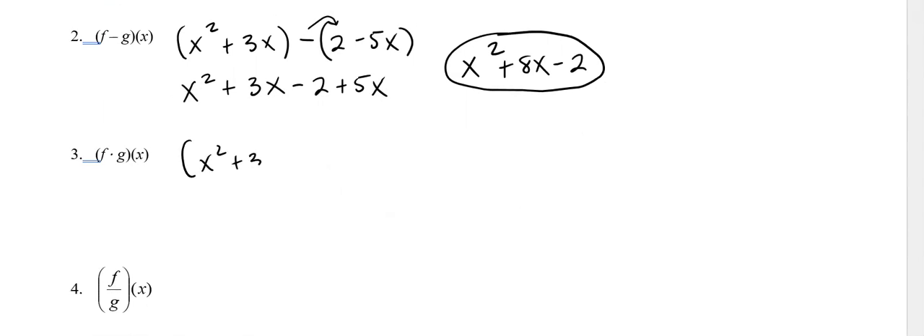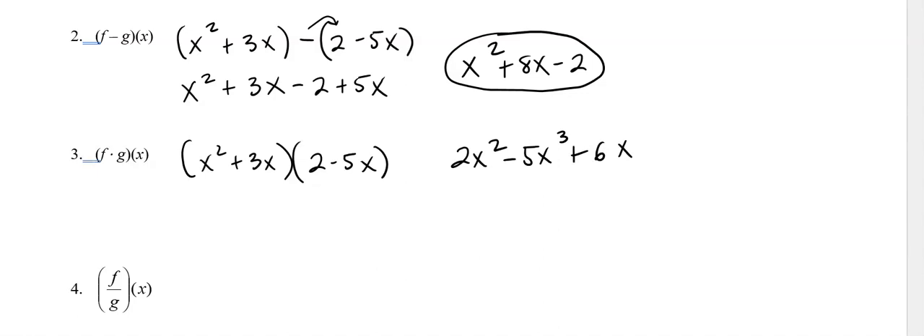So for multiplying binomials, which is what we're doing here, we typically use a process called FOIL. First, outside, inside, last. And so my first two terms multiplied together would be 2x squared. The outside terms would be minus 5x to the third. The inside terms would be plus 6x. And then the last terms would be minus 15x squared.